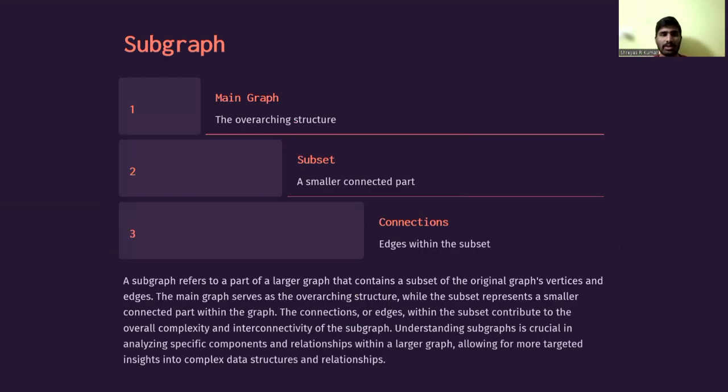Let's see what a subgraph is. A subgraph refers to a part of a larger graph that contains a subset of the original graph's vertices and edges. The main graph serves as the overarching structure, while the subset represents a smaller connected part within the graph. The connection or edges within the subset contribute to the overall complexity and interconnectivity of the subgraph. Understanding subgraphs is crucial in analyzing specific components and relationships within a larger graph, allowing for more targeted insights into complex data structures and relationships.